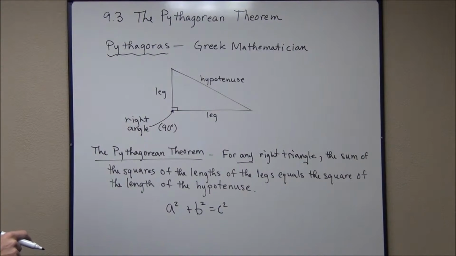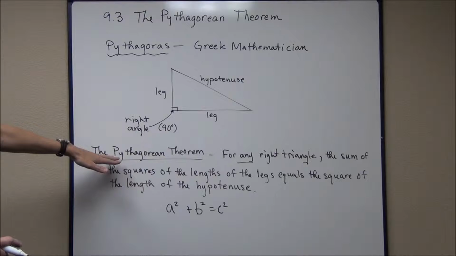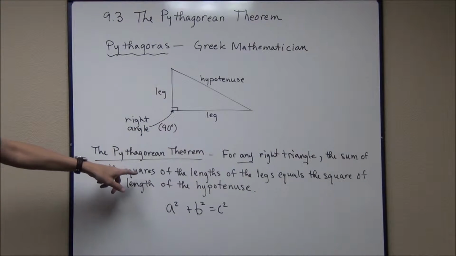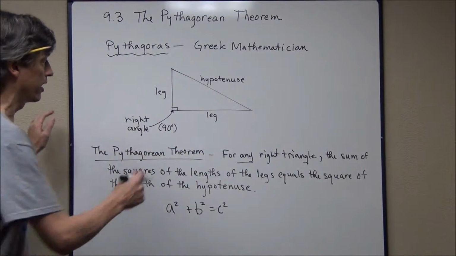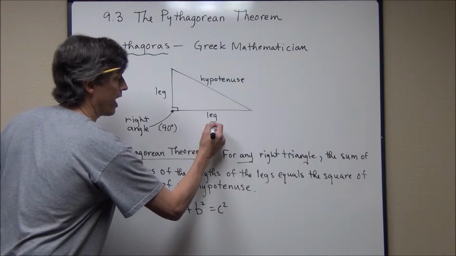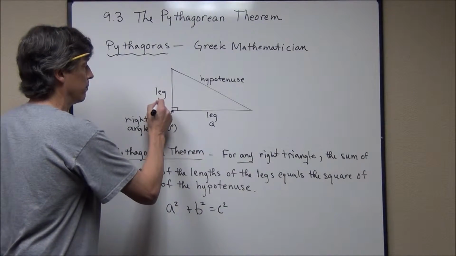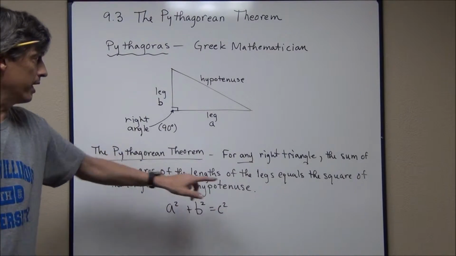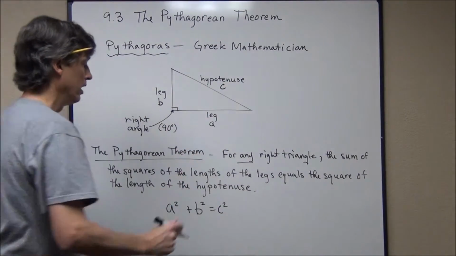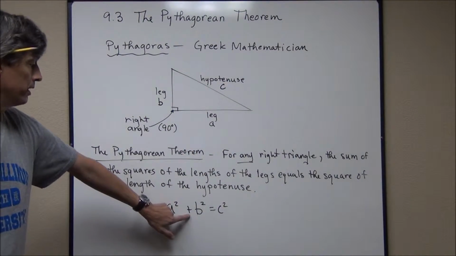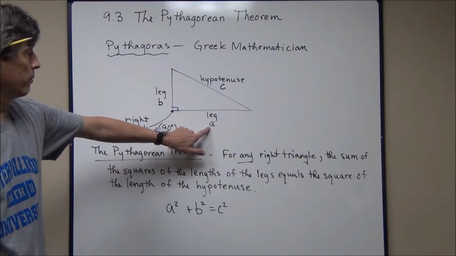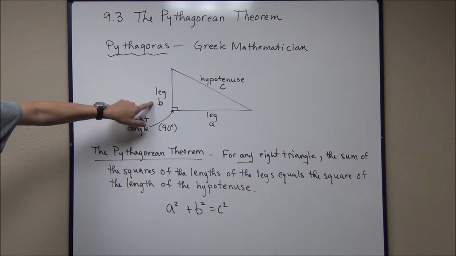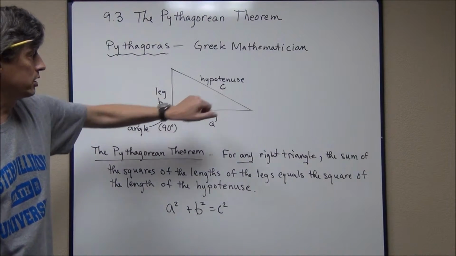Anyway, Pythagoras and his buddies came up with the idea, which we call the Pythagorean Theorem, that said for any right triangle, the sum of the squares of the lengths of the legs, so if I call this leg A, and if I call this leg right here B, it equals the square of the length of the hypotenuse, which I'm going to call C. Or A squared plus B squared equals C squared. A squared being the length of one of the legs squared, plus B squared, the length of the other leg squared, is equal to the length of the hypotenuse squared, C squared.